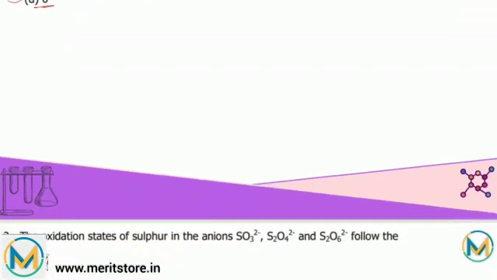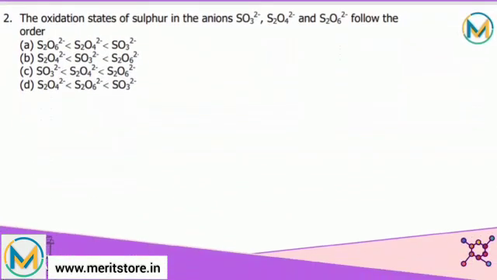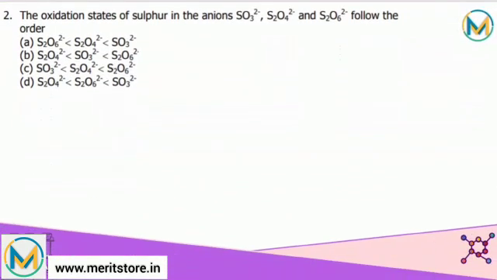Looking towards the next question: the oxidation state of sulfur in the anions SO3 2-, S2O4 2-, S2O6 2- follows the order. Let's suppose sulfur is X, with 3 oxygens, so -2 into 3, that is -6, overall equals -2. So X is equal to 6 minus 2, that is 4, or +4.